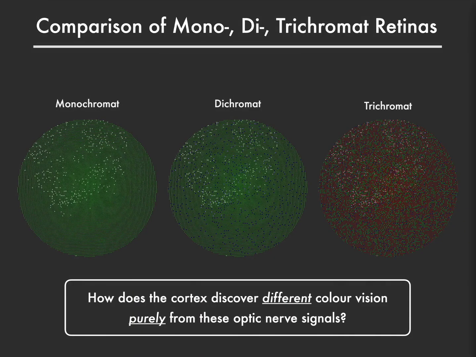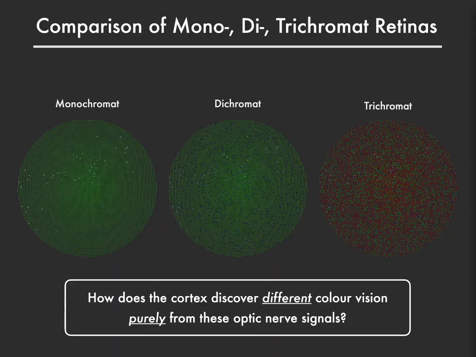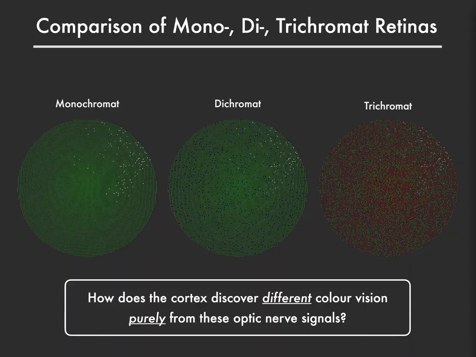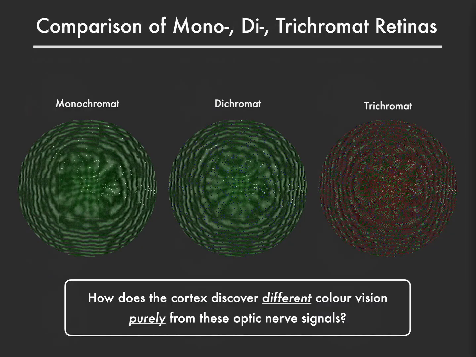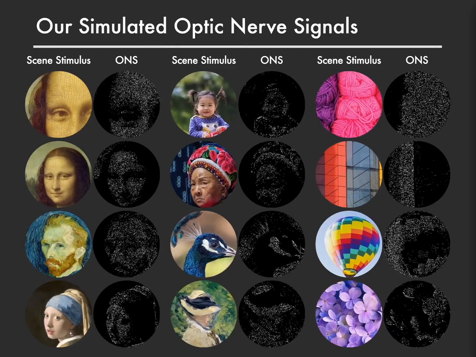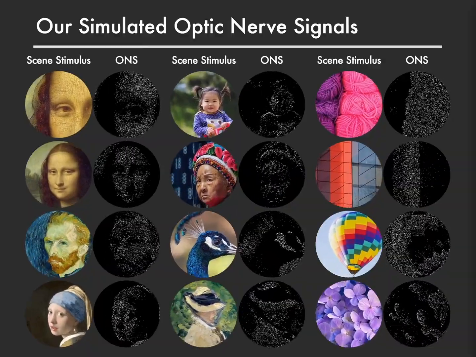These 3 movies were actually simulated optic nerve signals for monochromatic, dichromatic, and trichromatic observers. And in fact, our simulation engine can take any image input, and here are the simulated optic nerve signals for various imageries.